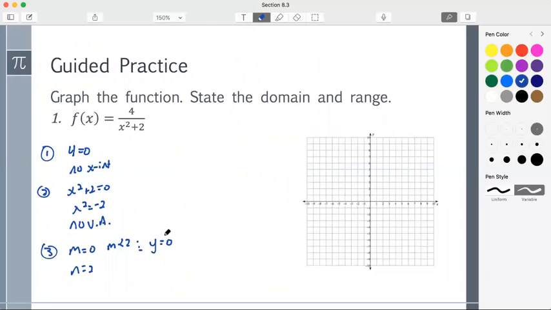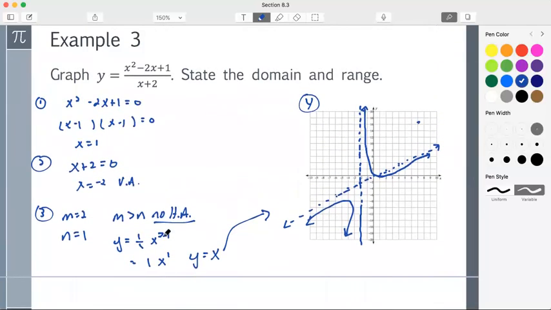Step 3, m on top is 0, n on bottom is 2, m is less than n, therefore y equals 0. Again, I think I forgot the domain and range. Number 3. All right, domain, all real numbers such that x cannot equal -2. And then the range, there's no horizontal, therefore all real numbers.